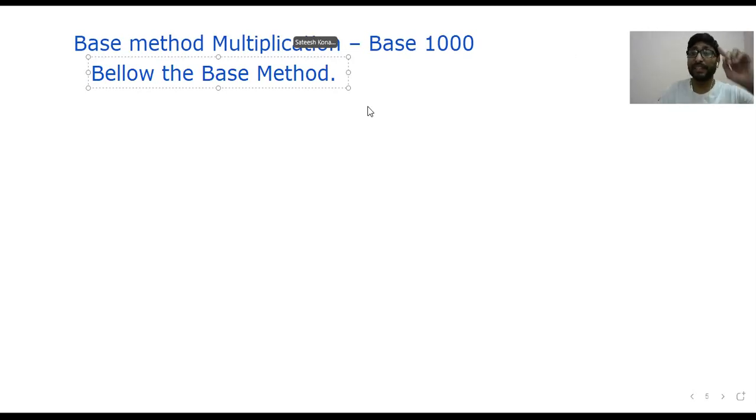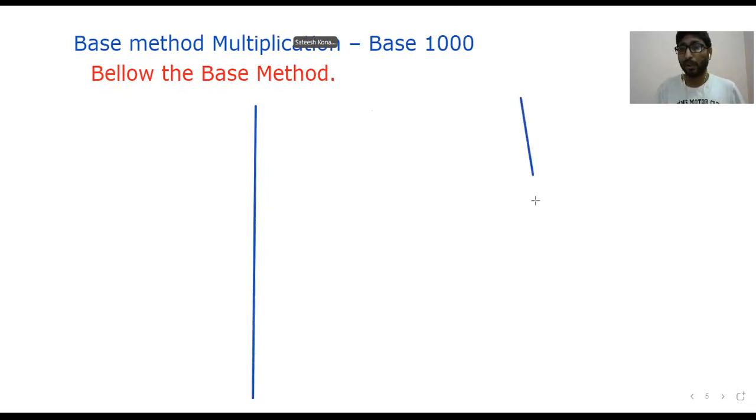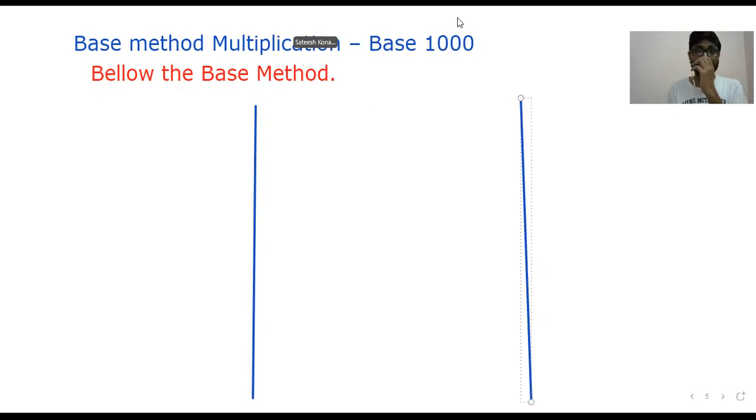If it is more than 3 digits, you have to apply the balancing rule. Even if it is less than 3 digits, you have to apply the balancing rule. Very simple. Whether it is more than or less than, you have to apply the balancing rule. I'll show you how it works also. Let's go for below base method of base 1000.